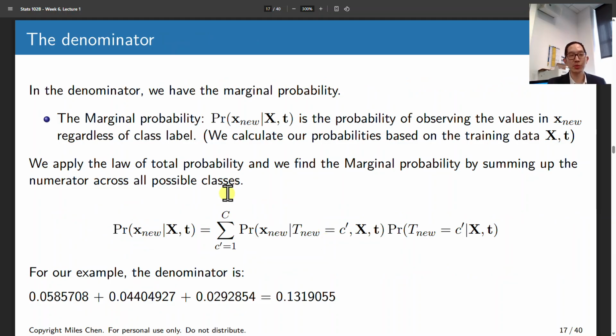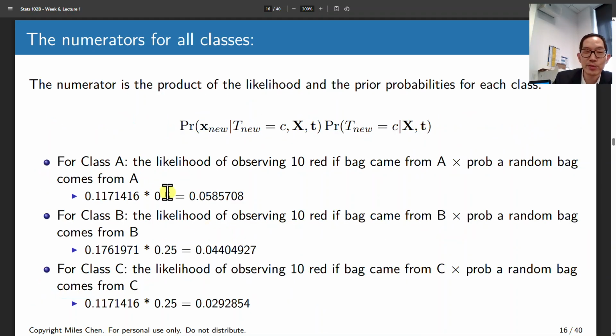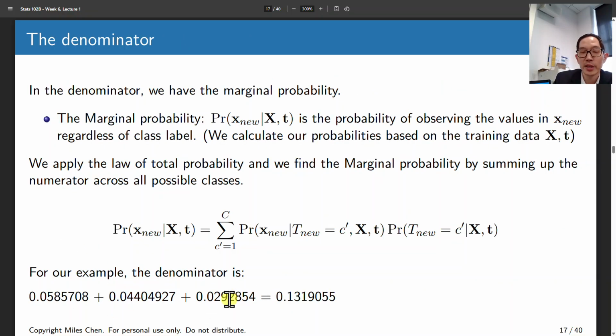So with Bayes' rule, we say the marginal probability. This is the probability of getting our observed values, that is 10 red marbles out of 20 in a bag of 20 marbles, regardless of class label. And so we apply the law of total probability, and we find the marginal probability by summing the numerator across all possible classes. So this number, 0.0585, is the numerator for class A, and then we add 0.044 for class B, and 0.029 for class C. And so our denominator is going to be 0.1319.